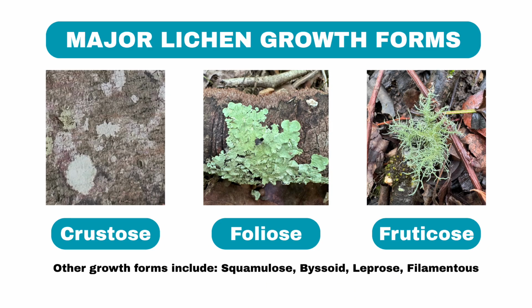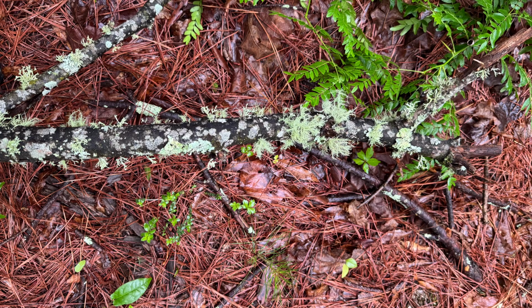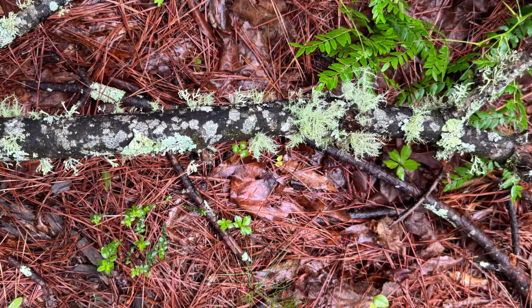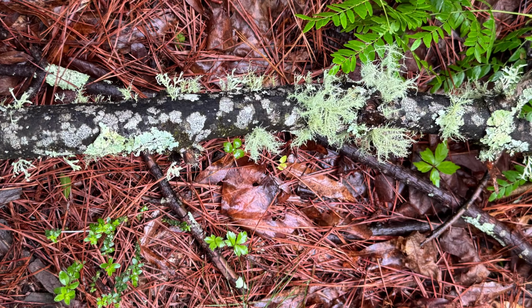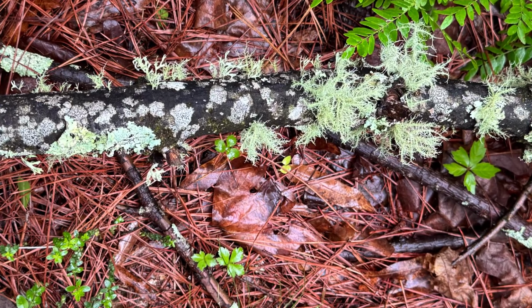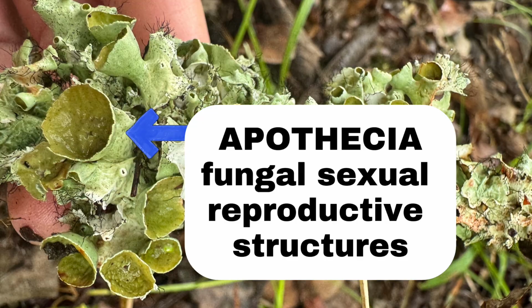Crustose lichens are crust-like and tightly attached to the surface. Foliose lichens are leaf-like with flattened lobes. They have distinct upper and lower surfaces. Fruticose lichens are often branching, shrubby, or hair-like. Sometimes I just go hiking looking for the perfect branch, the one that has all three types.